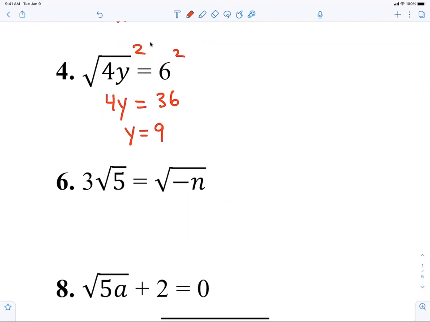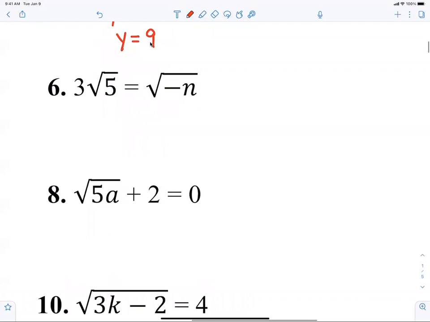Any questions? Pretty easy. You're right. It's really simple. It gets harder at the end. The last 4 or 5 problems are actually a little challenging, but these are not. So again, how do I get rid of this square root? Square both sides.